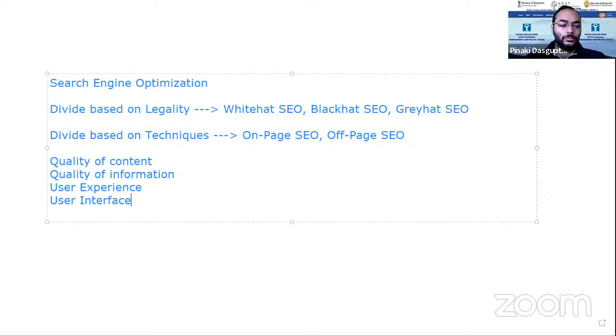You have to work on your content, you have to work on the information that you are providing, so that at least it gives some value to your user. Then the user experience and interface. These are the things you have to work on, and all the guidelines of SEO actually revolve around these 4 things. So what are these things? Quality of content, like the content should be readable. The information that you are providing should be valuable, or it adds value to the life of your user.